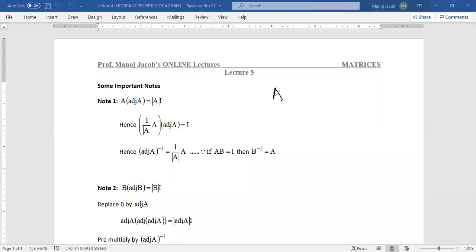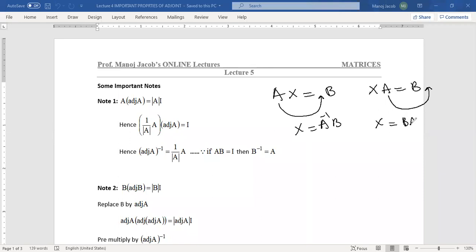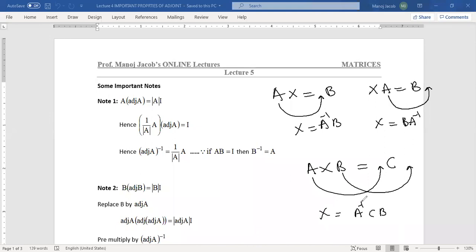So first thing, AX equal to B. Where will this A inverse go? A inverse goes in the first position. So X will be A inverse B. Is it fine? Yes, sir. Now XA equal to B. Where will A inverse go this time? Second position. So X equal to BA inverse. Then if you have AXB equal to C, then A will go pre, B will go post. So X will be A inverse C B inverse. Is it fine? Everybody understood?